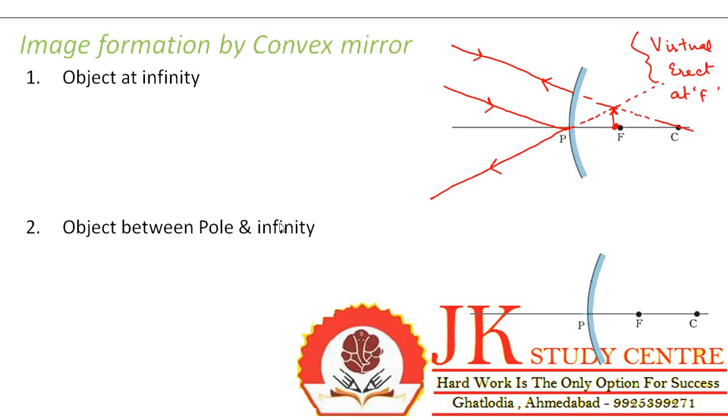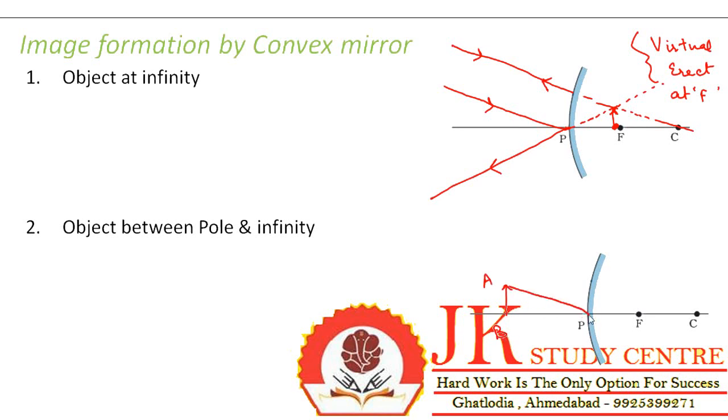One is the object is at infinity and the object is anywhere between pole and infinity, because for any point between pole and infinity, the nature of the image remains almost the same. So let us try to plot it. Let us suppose the object is somewhere here. This AB is my object.